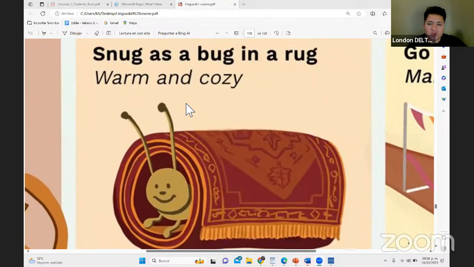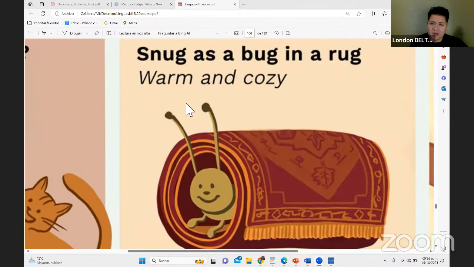We are going to try not to translate to Spanish, but try to understand in what context we can use it. Ale, can you please read the next idiom? And try to explain in what situation you think you could use it. Snug as a bug in a rug: warm and cozy.